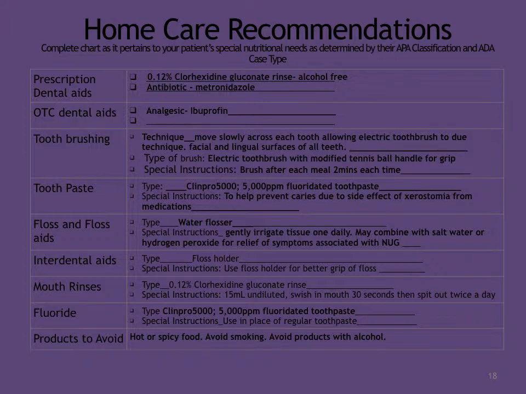Mouth rinse, 12% chlorhexidine gluconate rinse. We want 15 milliliters undiluted. Swish in mouth for 30 seconds, then spit out. Do this twice a day. Fluoride, we will get in the ClinPro 5000, which is the fluoridated toothpaste. Use this in place of regular toothpaste. Products to avoid: hot or spicy food, smoking, and products with alcohol.